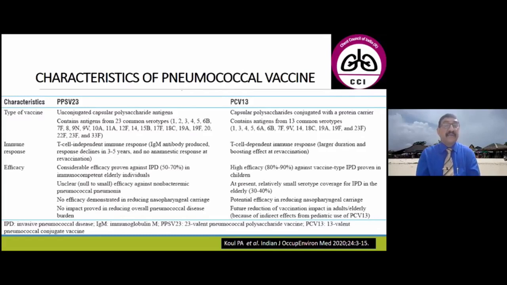It has a considerable efficacy proven against invasive pneumococcal disease, that is 50 to 70%. Unclear efficacy against non-bacteremic pneumococcal pneumonia. No efficacy is demonstrated in reducing nasopharyngeal carriage. No impact is provided in reducing overall pneumococcal disease burden. Whereas PCV13 has a very high efficacy rate, almost 80 to 90%. At present, there is relatively small serotype coverage for IPD in the elderly, and it acts by enhancing the B cells.